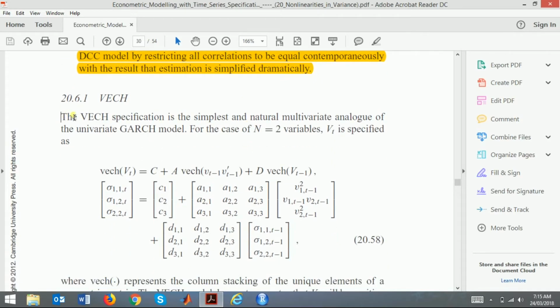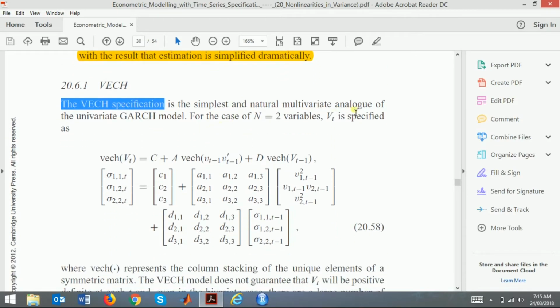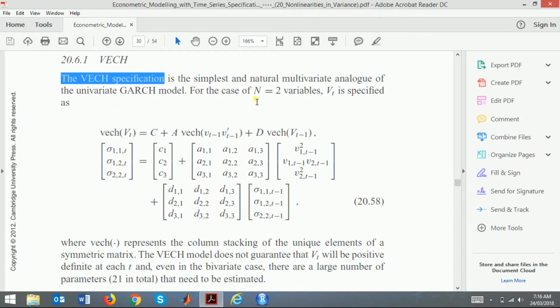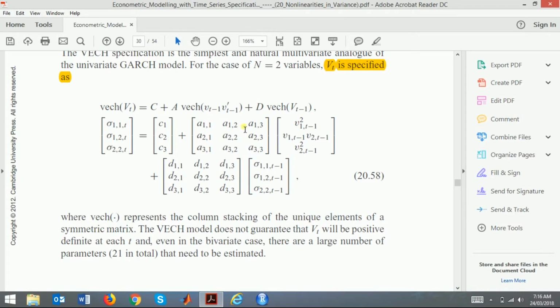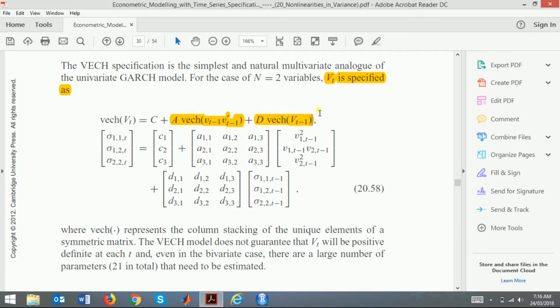So VEC is a direct generalization. A VEC specification is the simplest and the natural multivariate analogue of univariate GARCH. For n equals 2 variables, the conditional variance is specified as C VEC plus A epsilon t minus 1 and so on. So this is the GARCH parameter, and VEC with t minus 1, GARCH parameter A, which is the alpha parameter, and then D, the GARCH parameter, and this is the intercept in case of 2 variables.